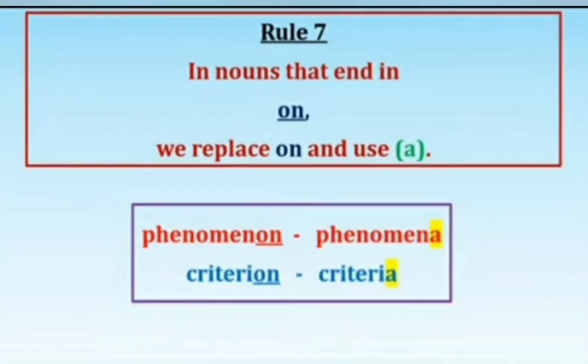Next rule, rule number 7. In nouns that end in ON, we replace ON and use A. Here we have some examples like phenomenon, phenomena, criterion, criteria. Here we remove ON and add A in place of ON.